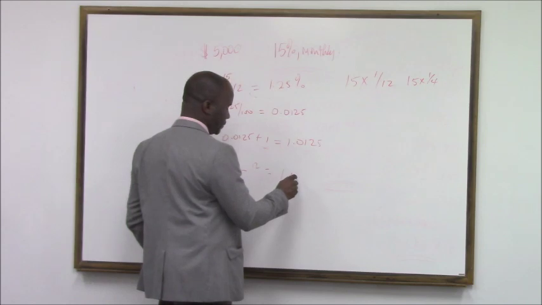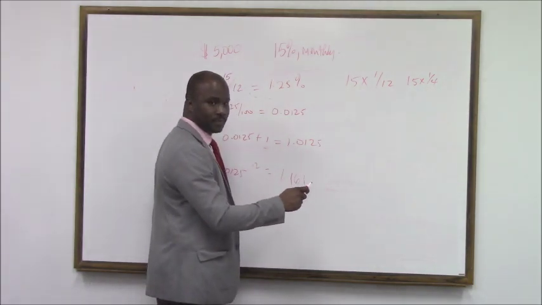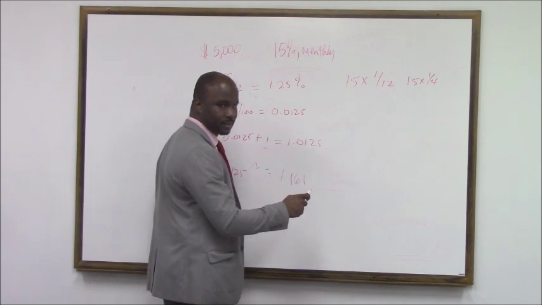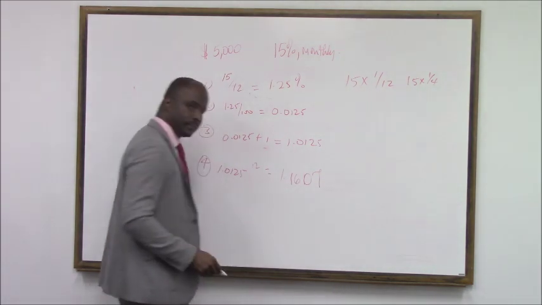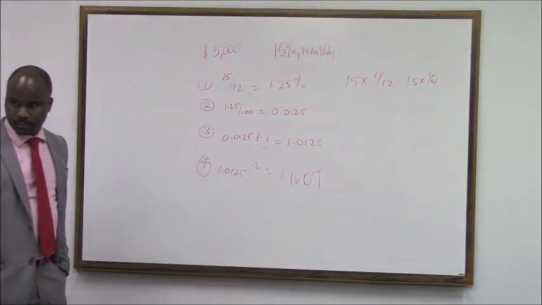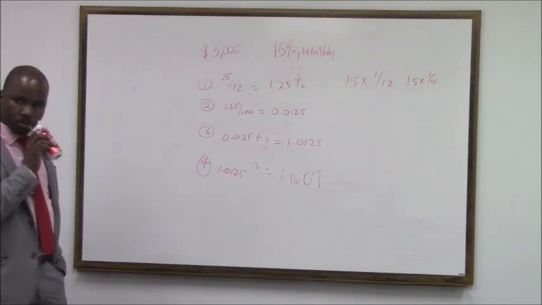1.161. No, 1.1607. 1.1607. Okay? I have a confession. What's your confession? How do you actually calculate it?